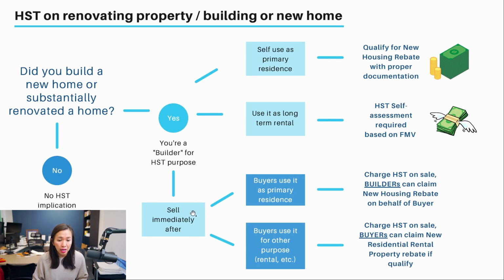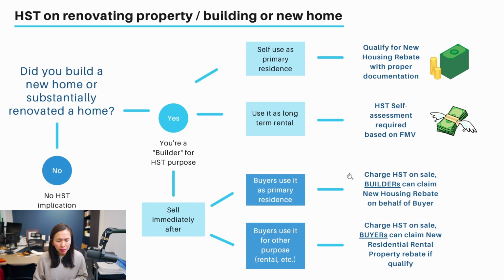Now, the last scenario is that you flip it. You flip the property. After you substantially renovate the property or you build a new home, you decide to sell the property immediately after. If you do that, and the buyers are using it as their primary residence, you still have to charge HST on the sale. But the builder, so you in this case, can claim the new housing rebate on behalf of the buyer. The buyer would have to sign a declaration declaring that they're moving in and using the property as a primary residence, and assign that rebate to you as the seller to claim it on their behalf.